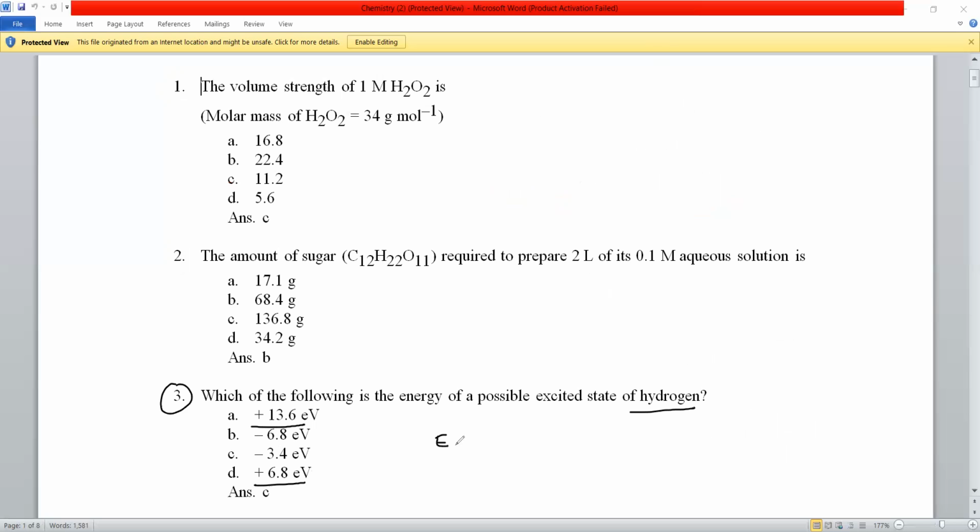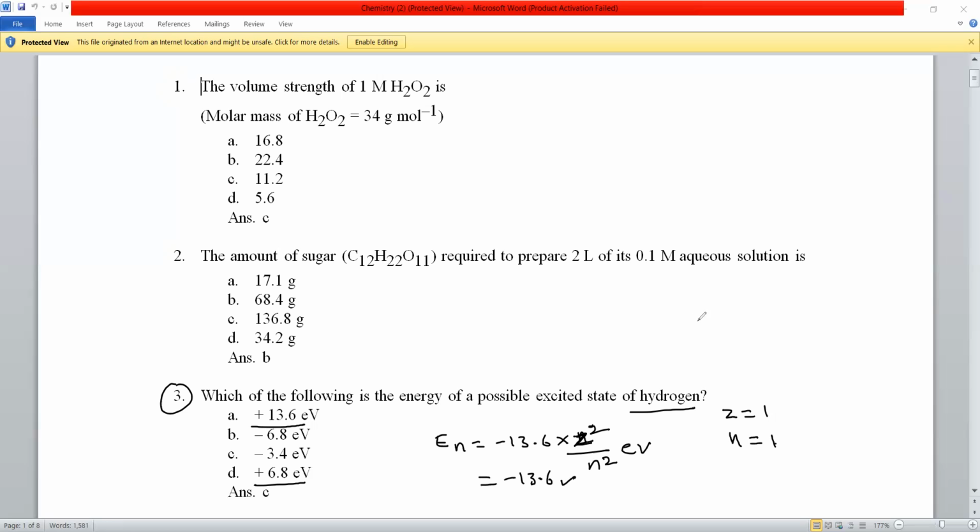Energy En equals minus 13.6 into Z square by n square electron volt. Z for hydrogen should be 1. So if n equal to 1 I have taken, then it will be 1 square by 1 square. We are getting minus 13.6, the first energy level. That option is not there, only positive is there.